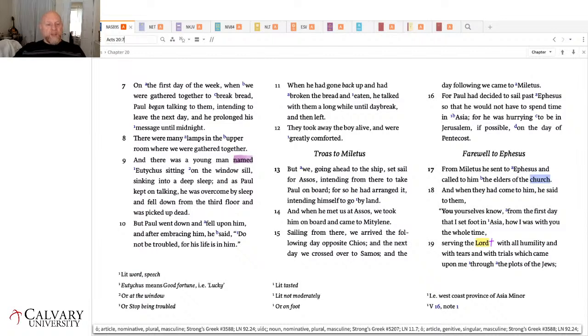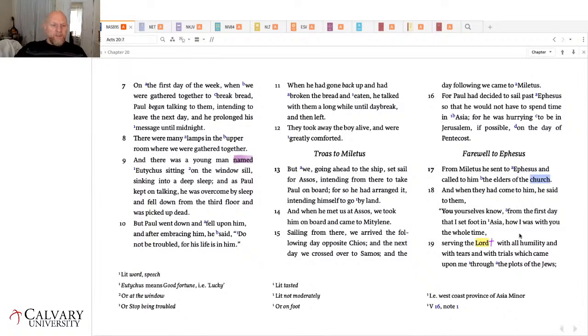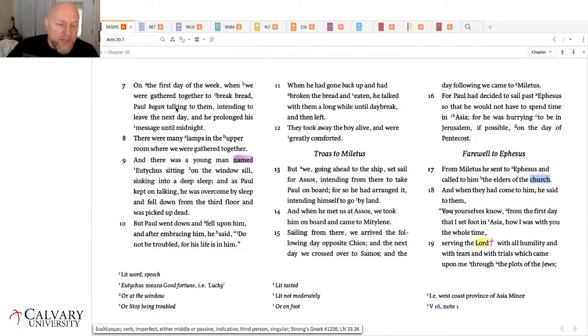But notice some words here. Verse 7, Paul began talking to them. That Greek word for talking is actually dialogue. It's the transliteration, dialogue.